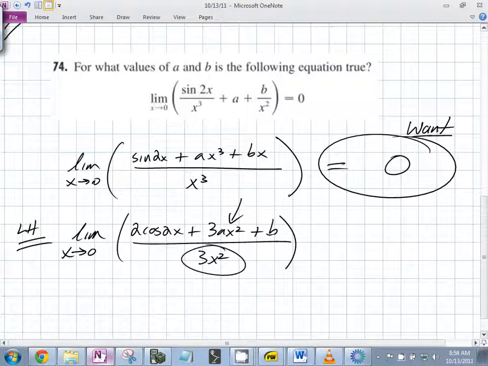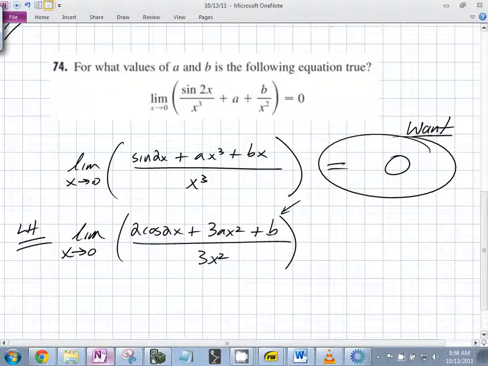What's cosine of 0? 1. Cosine of 0 is what? 1. Okay, so this thing right here is going to what? 2. That's going to 2. Okay. This middle thing is going to 0. This thing is going to b. B isn't changing with respect to x. This is going to 0.